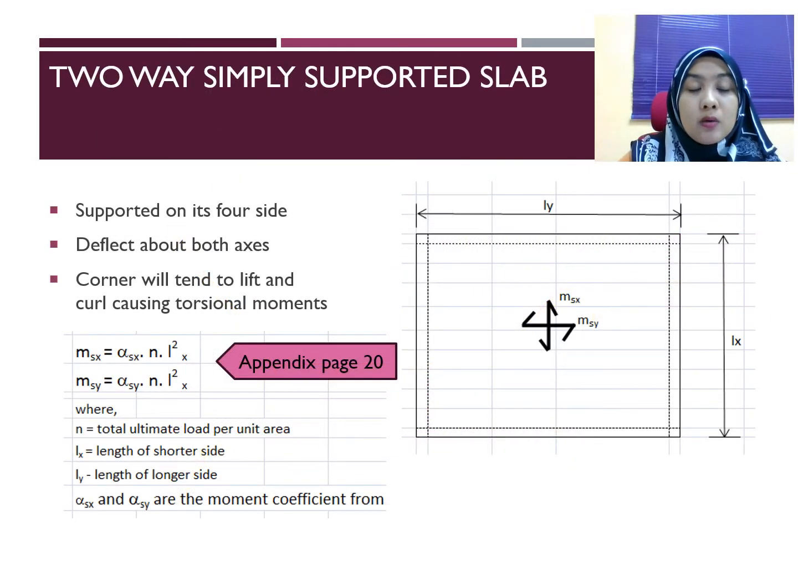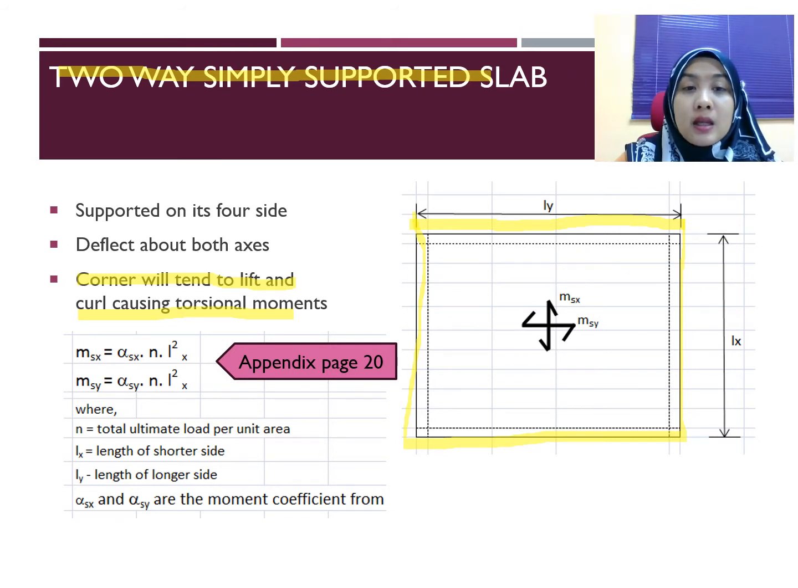Alright, so now we move on to two-way simply supported slabs. For two-way simply supported slab, it means that Ly over Lx is less than or equal to 2, and the slab only has one panel, where all sides of this slab panel are discontinuous. It means that the corners will tend to lift and cause torsional moment. To calculate moment for this type of slab, the moment only occurs at the center. So we have moment in X direction and also moment in Y direction.